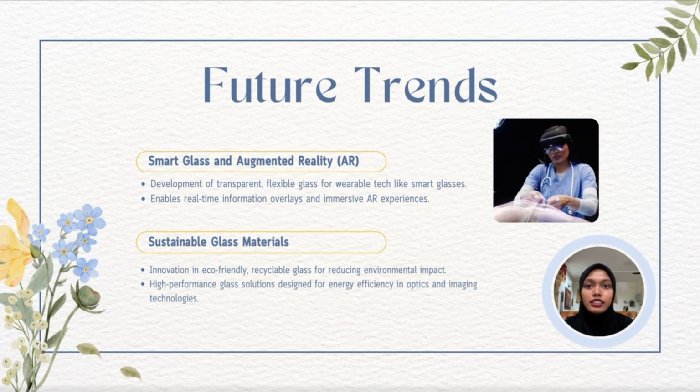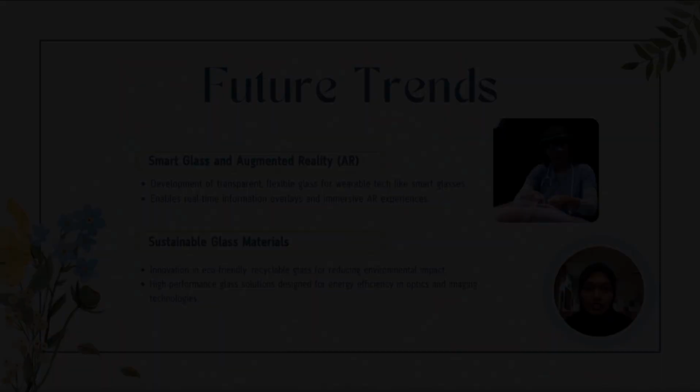Second, sustainable glass materials. As the demand for eco-friendly solutions rises, glass manufacturers are focusing on creating recyclable and energy-efficient glass. Corning's Gorilla Glass is an example of durable glass. Future advancement will expand this to products like solar panels, combining high optical performance with sustainability to reduce environmental impact in industries like consumer electronics and medical imaging.